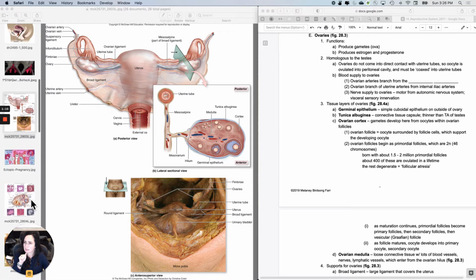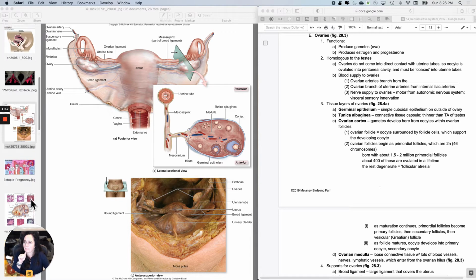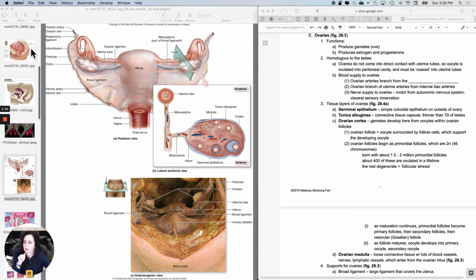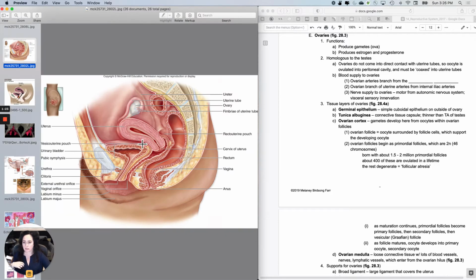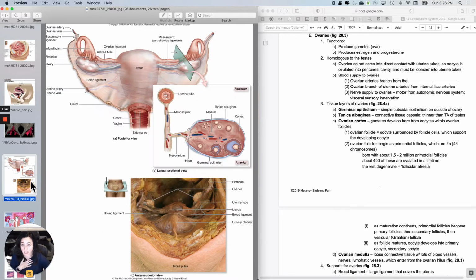Where are you, mid-sagittal section? Okay, so in a mid-sagittal section again, here's the uterus. Fallopian tubes kind of go back, right? And then there's the ovaries right there. They're smaller than you would expect them to be, or at least smaller than I expected them to be. They are homologous to the testes.